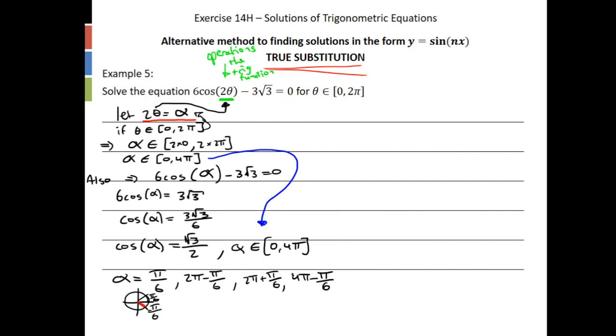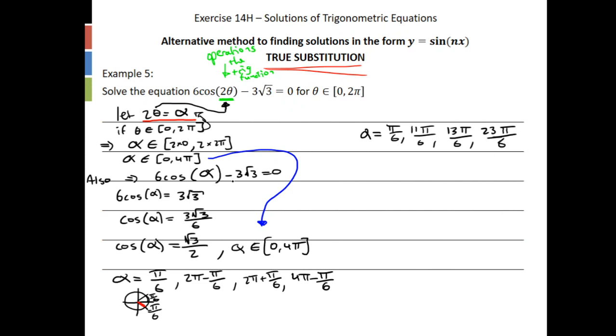So we found our alphas, which I will rewrite over here with some space. So alpha is equal to pi on 6, and I'll simplify our fraction. So 2 pi minus pi on 6, that's going to be 11 pi on 6. 2 pi plus pi on 6, that's going to be 13 pi on 6, and we have 23 pi on 6. Okay. So that's pretty straightforward.